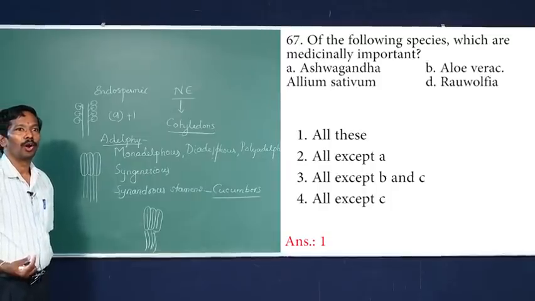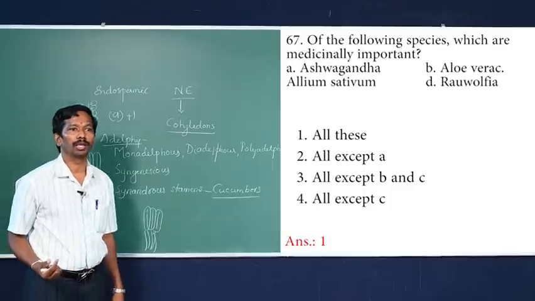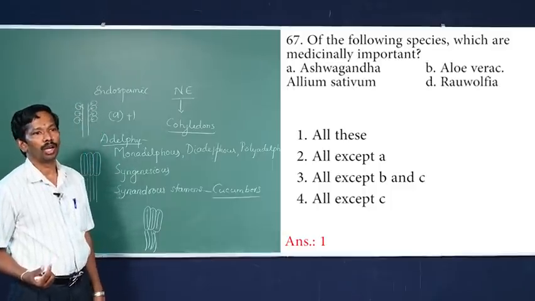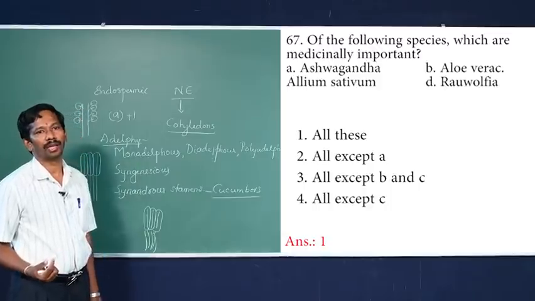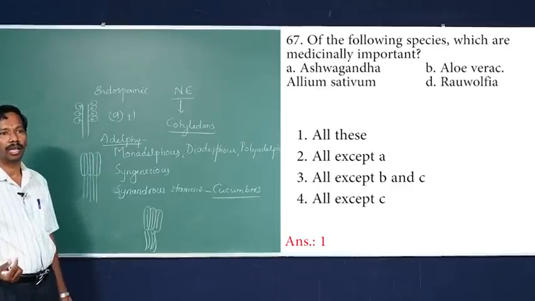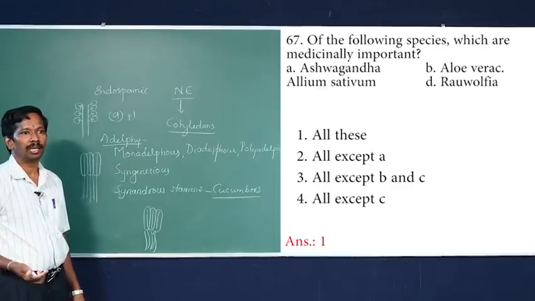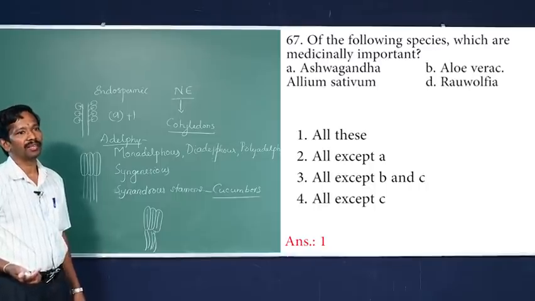67. Of the following species which are medicinally important, the members belonging to 3 families have been given: ashwagandha, aloe vera, Allium sativum and Rauwolfia examples have been given. Options are all these, all except A, all except B and C, all except C. Answer should be all these. All the 4 examples given are medicinally important.